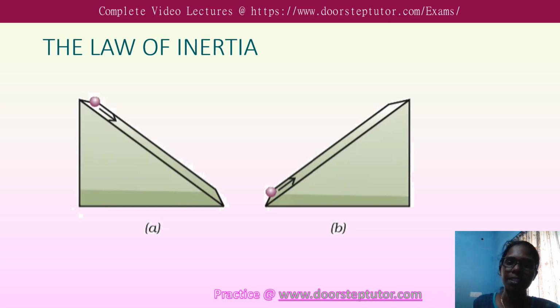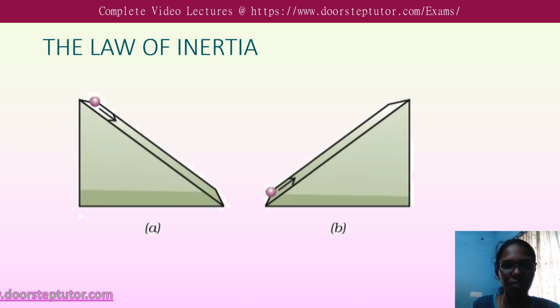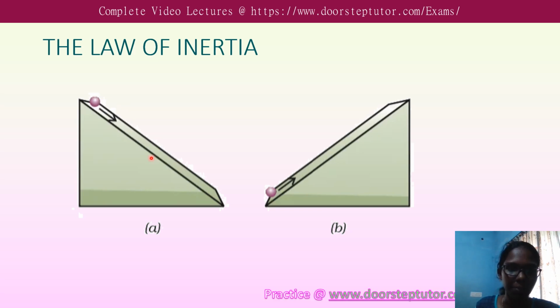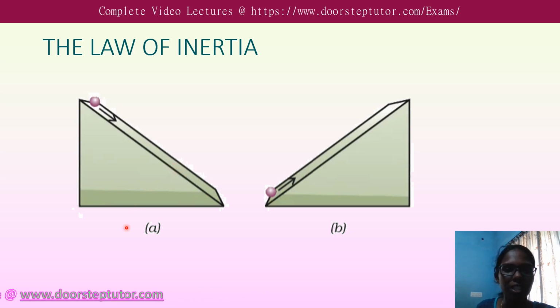Now, the correct answer to this question was given by Galileo, and it laid the foundation of Newtonian mechanics. Galileo studied the motion of an object over an inclined plane. We consider this object here. The first object is moving down an inclined plane, and from the laws of motion, we can say that its velocity would be increasing.